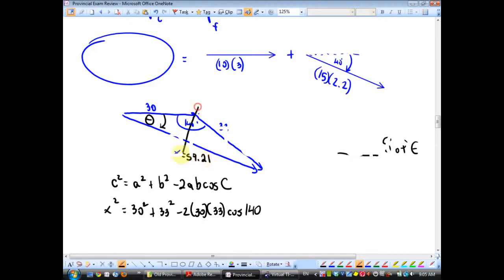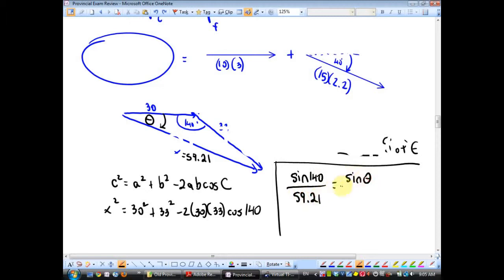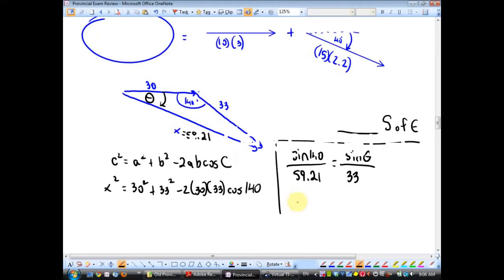And now I have a pair. I know both of those. So I can say sine of 140 over the side across from it equals the sine of our mystery angle over the side across from it. That's the sine law, also on your formula sheet, by the way. Mike, how would I get the sine theta by itself here? What times what divided by what? Do the whole thing. So I'll give you a hint.